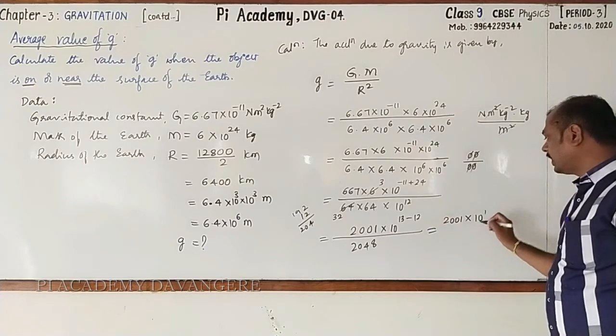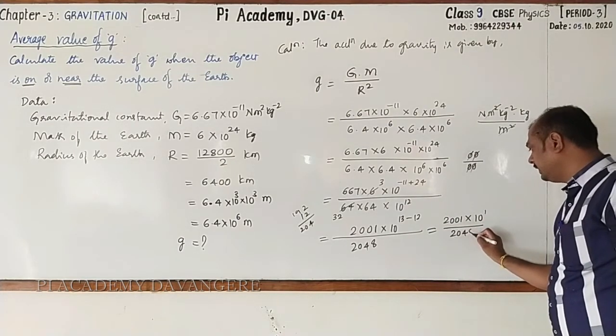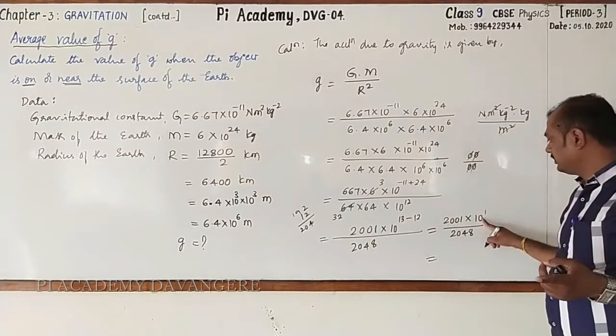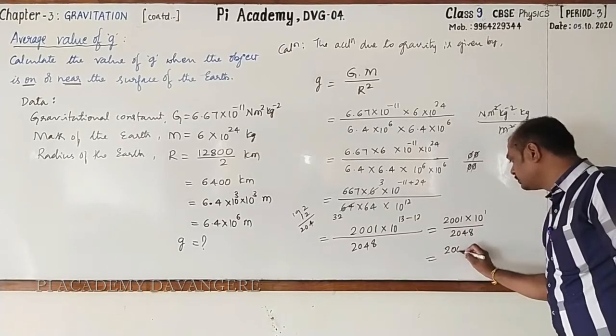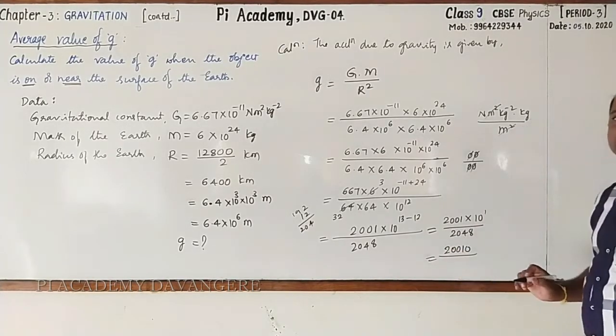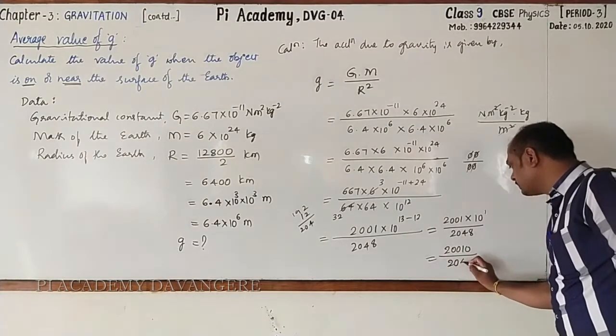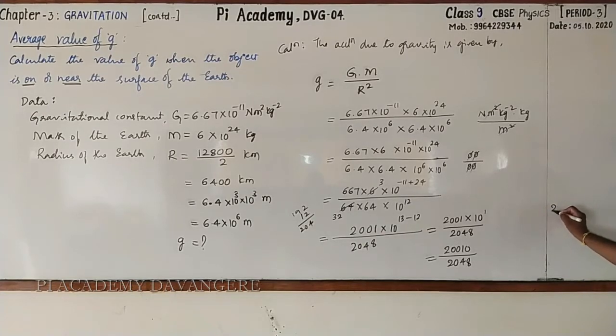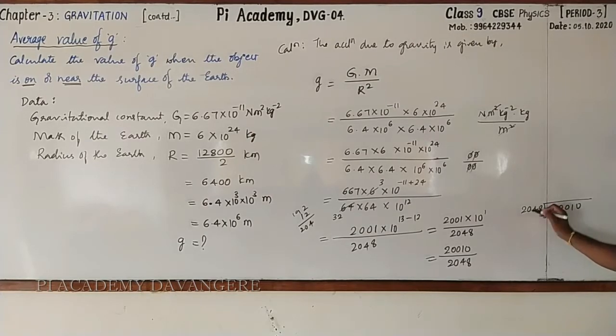It is 1 by 2048, equal to, now 10 raised to the power 1 is 10. 2001 into 10 is 20010. So 20,010 divided by 2048. Let's go for dividing 20,010 by 2048. See that 2048 tens are more than 20,000. So that's why I'll go for taking 9s.